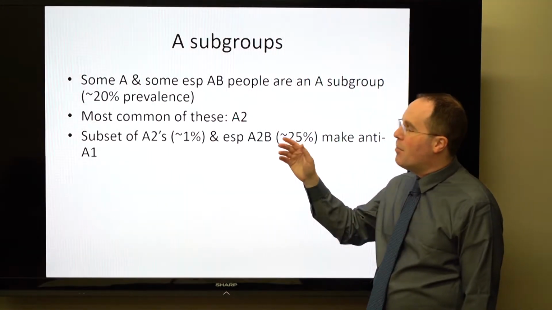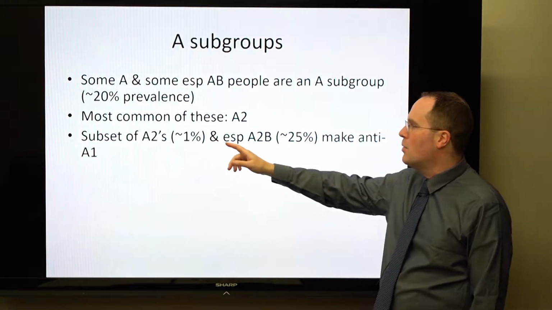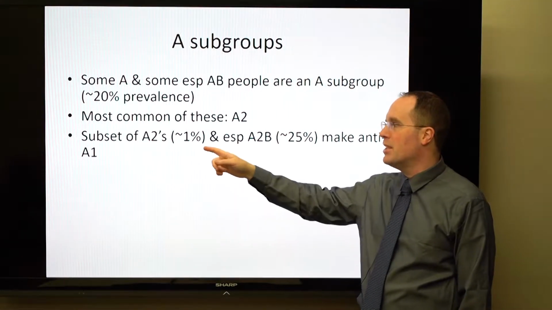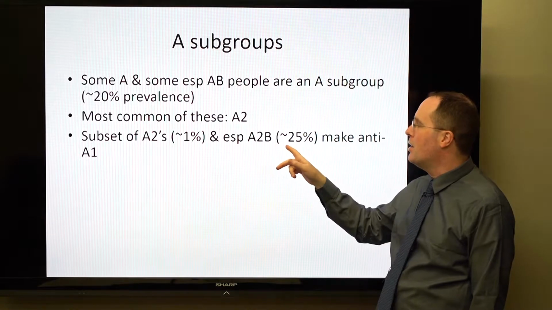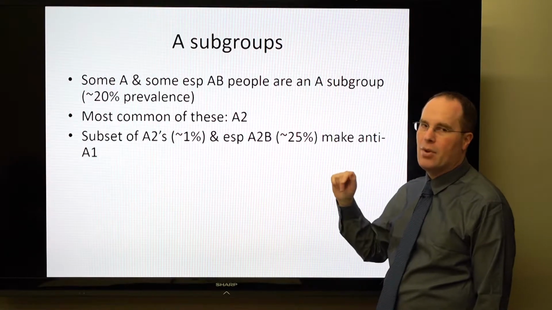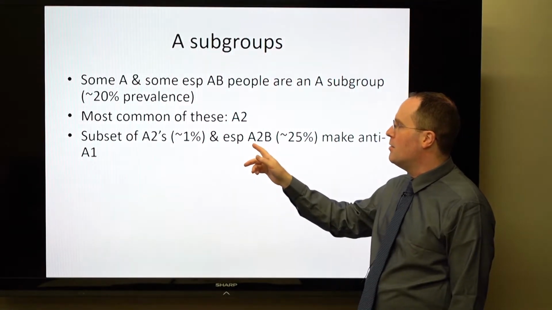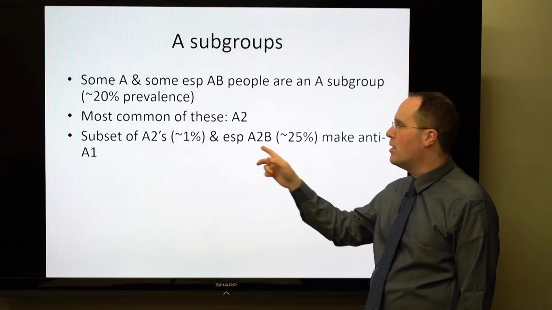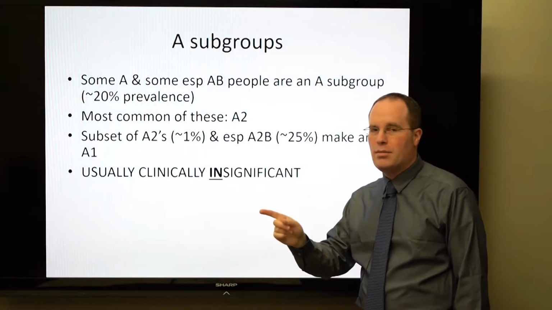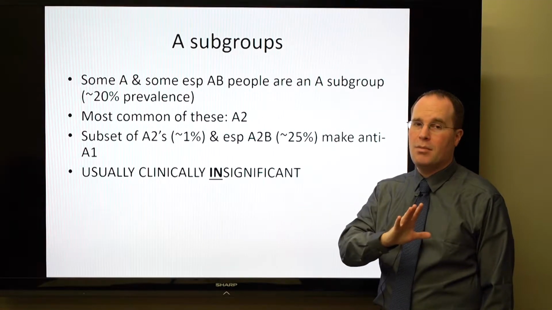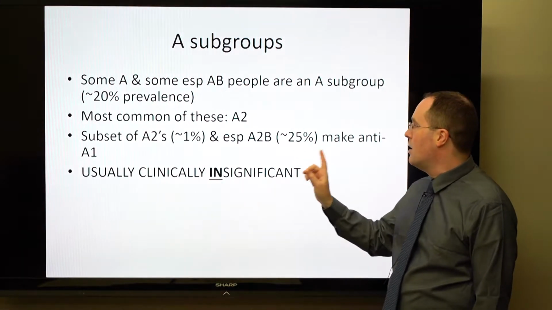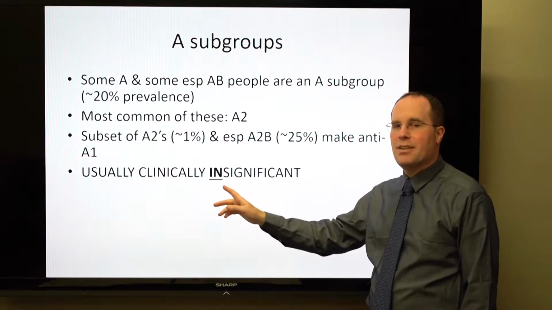And among the A2s, about 1% of A2s make an anti-A1. About 1% of A2 people make anti-A1, and about roughly 25% of people who are A2B make anti-A1. So the most common person that makes an anti-A1 is your A2Bs. But keep in mind that this anti-A1 is different from the anti-A that you would see in, say, a type B person or a type O person, in that anti-A1 is usually clinically insignificant.